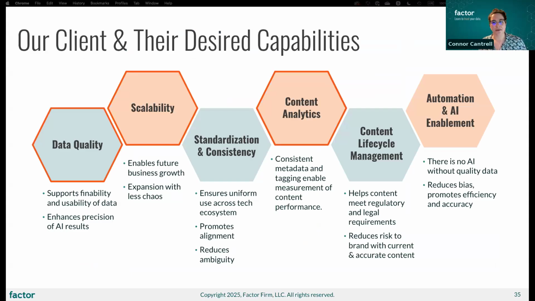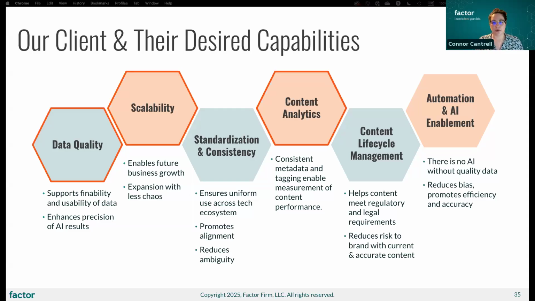And on this project, our client was specifically interested in enhancing their capabilities around data quality, scalability, and content analytics in the roughly 3.5 months we had left in the calendar year. They wanted to make sure that intranet content operations could sustainably scale up with measurable results as the company continues to grow. The intranet interface was at the tail end of some major changes.